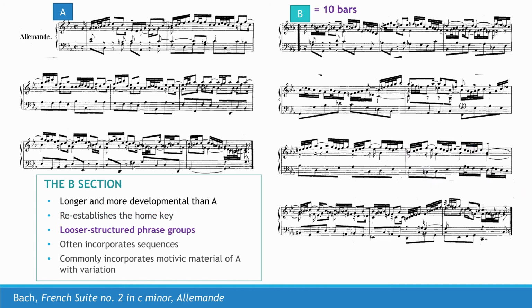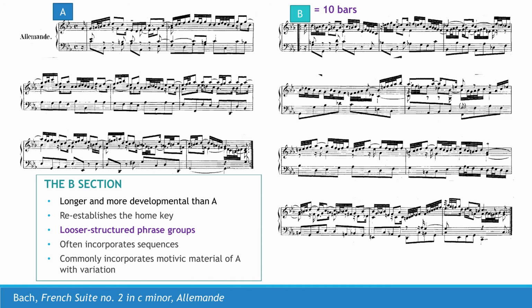Next definition, we expect B sections to have looser structured phrase groups. Once again, because this is a Baroque era piece and it's more counterpoint, it's going to be a lot harder to prove because we have so many phrase overlaps that it's going to be difficult to tell. But one thing I think that does make it immediately obvious is that our B section is 10 bars long. And we know that a standard phrase length is 8 bars or 16 bars. So 10 bars right there tells us that something's off about the phrase structuring.